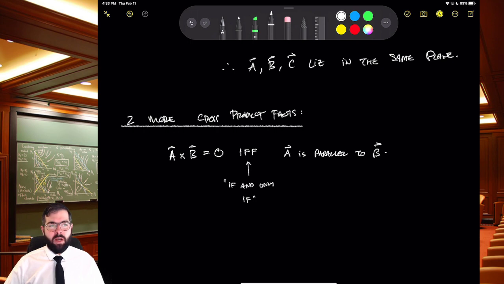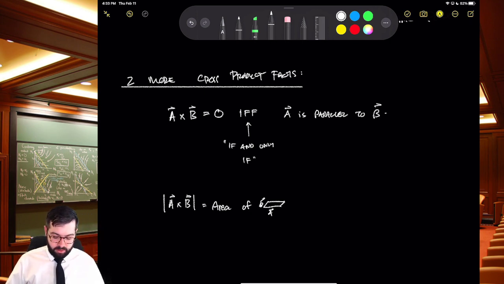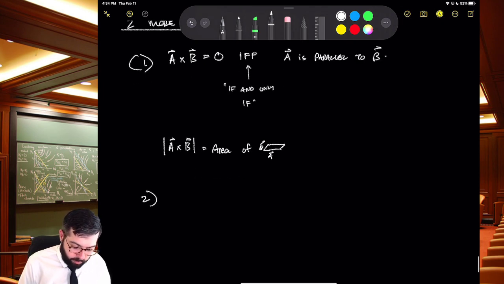Right? Why is that? Well, we said that the magnitude of A cross B is the area of the parallelogram, right? Where this is length A, this is length B. So if they're parallel vectors, that thing's going to have no area, right?